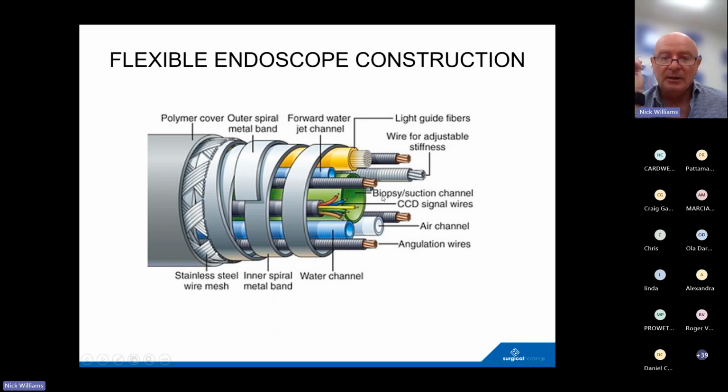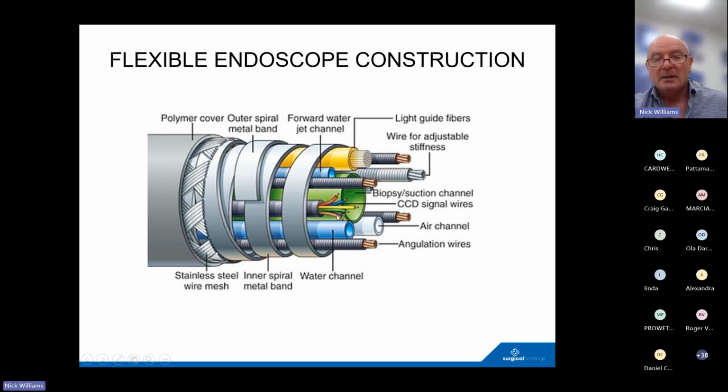Moving inside, you can see a lot of different channels. Going through those as we go, there's a forward water jet channel that actually goes to wash the lens in colonoscopes, a water channel, an air channel, and a biopsy channel. You obviously need to get the light down, so there's a light guide that takes the light down and then the image back, in this case via a chip. So the chip is at the tip, and then the CCD wires taking the signal back to the video processor. And then you have angulation wires, and in this case four. So you've got four: up, down, left, right.